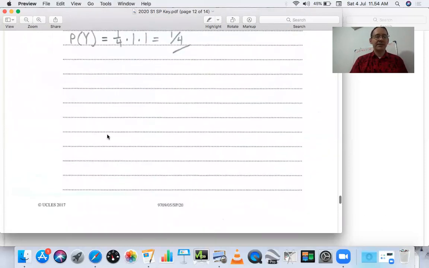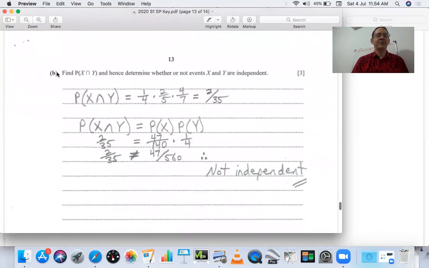So the reason why I did that is because down here we have to find the intersection of X and Y. Same thing as the probability of X and Y. This is Venn diagram notation for intersection. It means both of those have to happen on the same pathway.